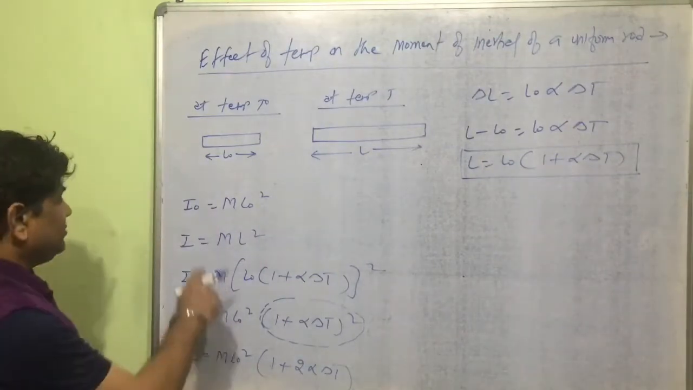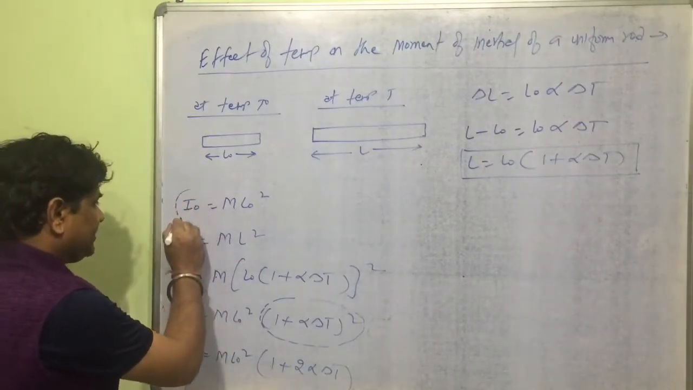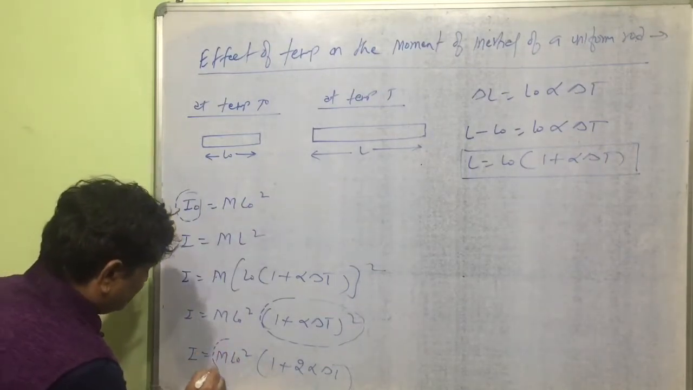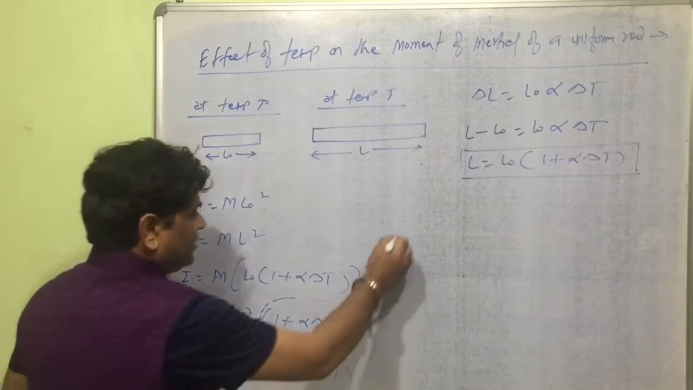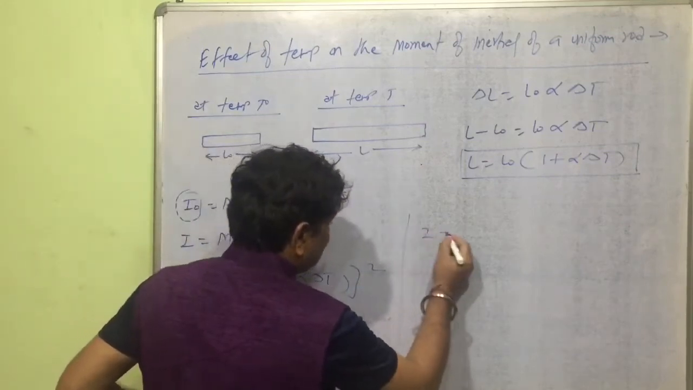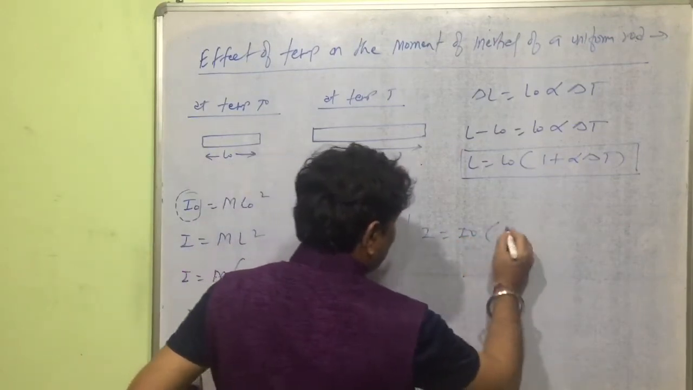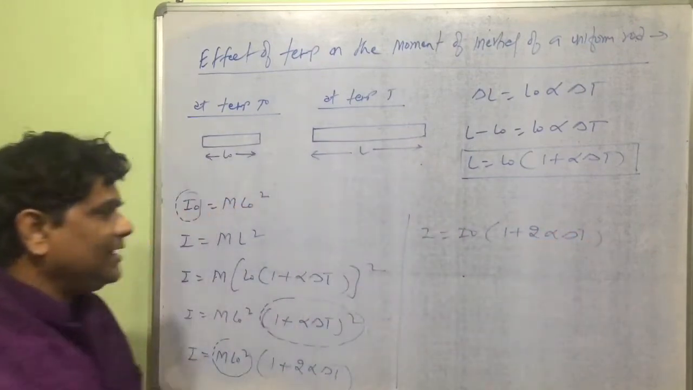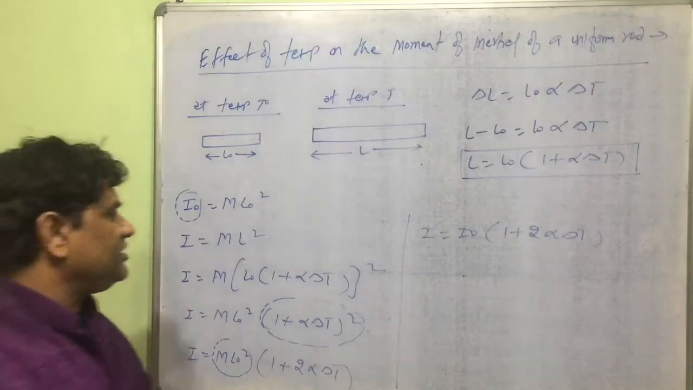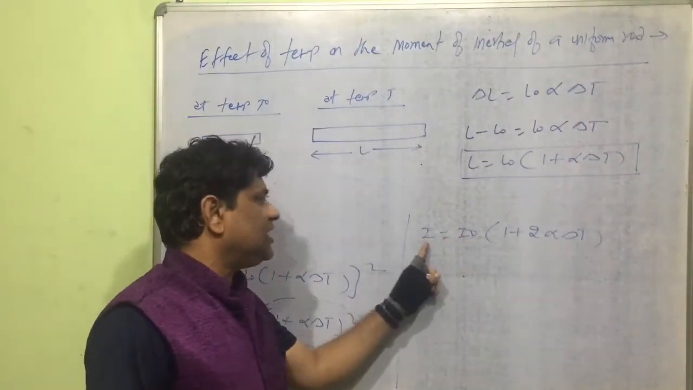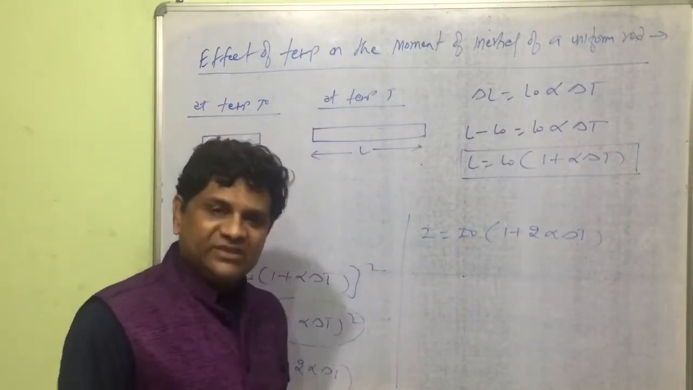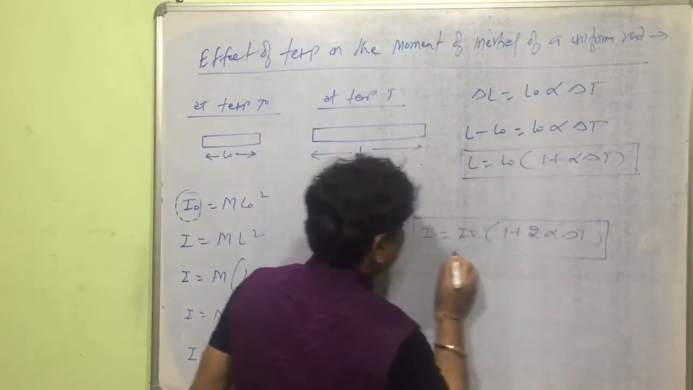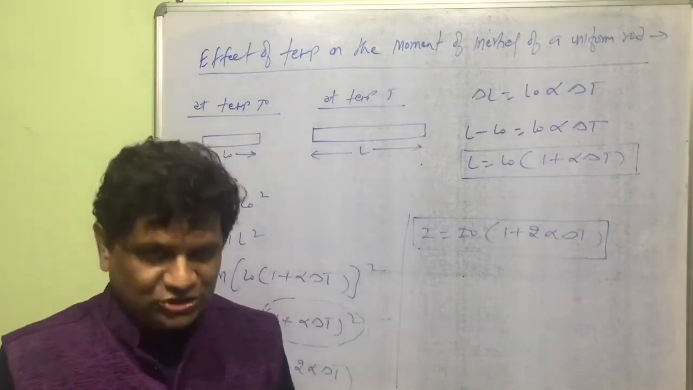Now we can put the value of I naught from this relation. What is I naught? I naught is equal to m L naught square. So take this value here. The relation will convert into I is equal to I naught into 1 plus 2 alpha delta T. Now this is the relation between the initial moment of inertia and the final moment of inertia of a rod. Yes, I is equal to I naught into 1 plus 2 alpha delta T.